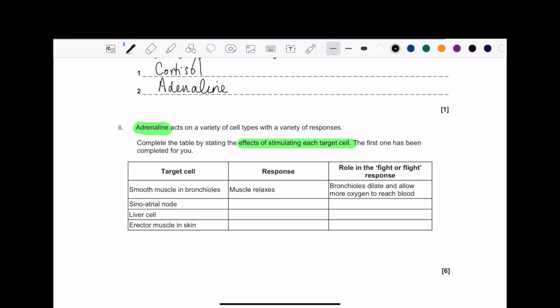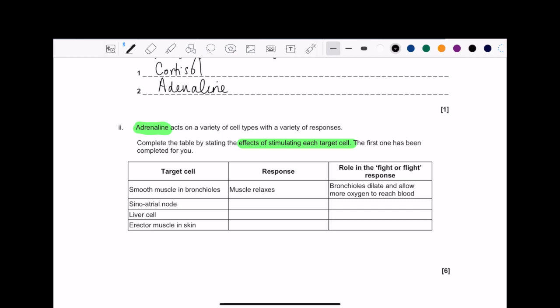Okay, next one. This is the funny one actually, because I'll get into why it's funny, but first part is the response. So erector muscle in skin. What does it do? It does contraction of muscle. That's really it.